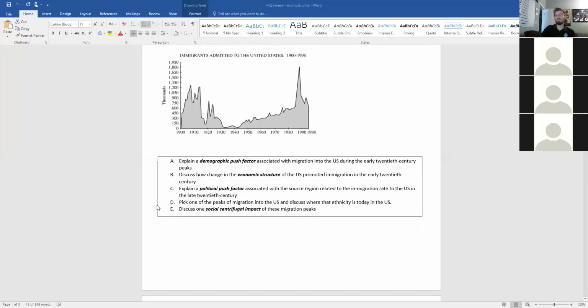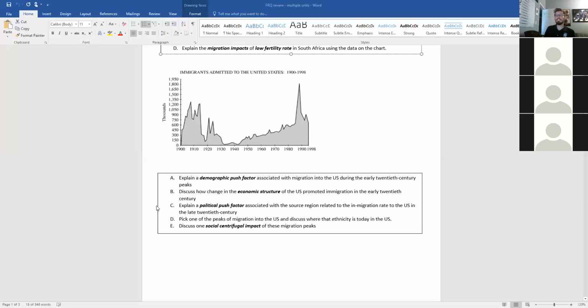All right, and then it says, pick one of the peaks of migration into the United States and discuss where that ethnicity is today. So you would talk about migration patterns. You would say that migrants generally migrate to the closest urban area that they can get to. And in those urban areas, they're going to migrate to places where other people look like them, those ethnic enclaves, right? That great vocab word. And they're practicing chain migration on top of that.